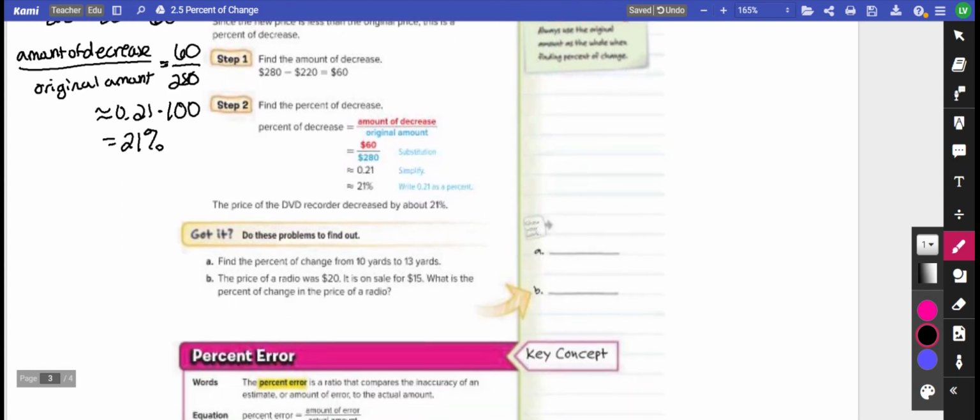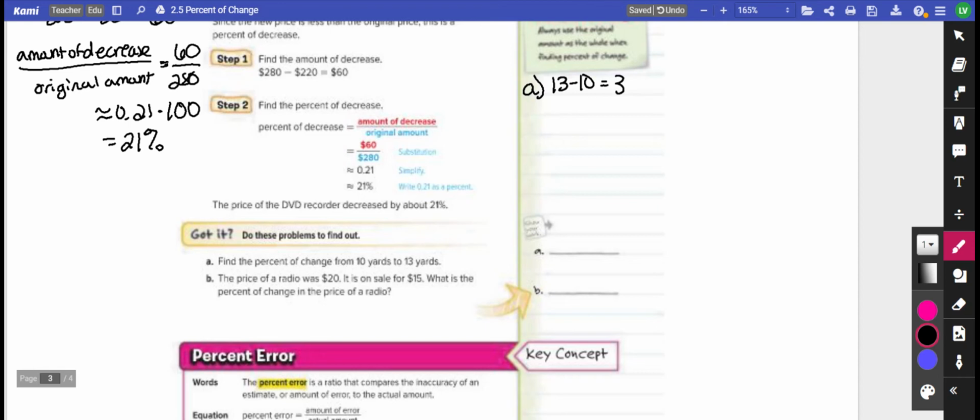All right, let's see if we got it. We're going to do these two problems to find out. Letter A. Find the percent of change from 10 yards to 13 yards. Well, I know that it's going to be a percent of increase, because to go from 10 to 13, that's an increase. So I'm going to find my amount of increase. 13 minus 10 is 3.